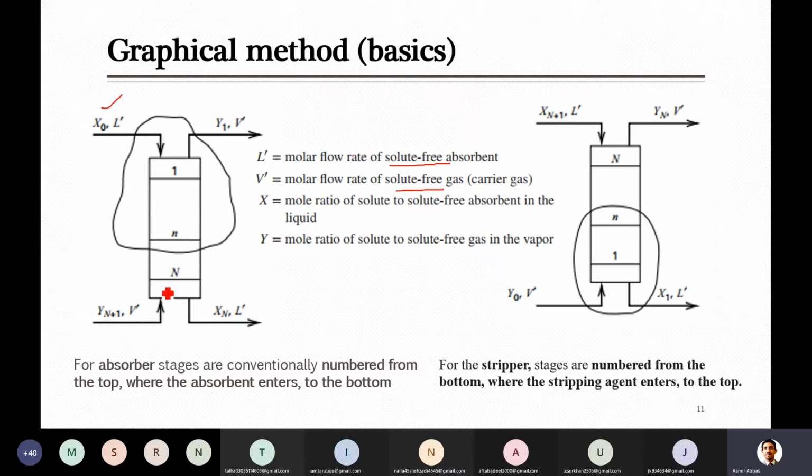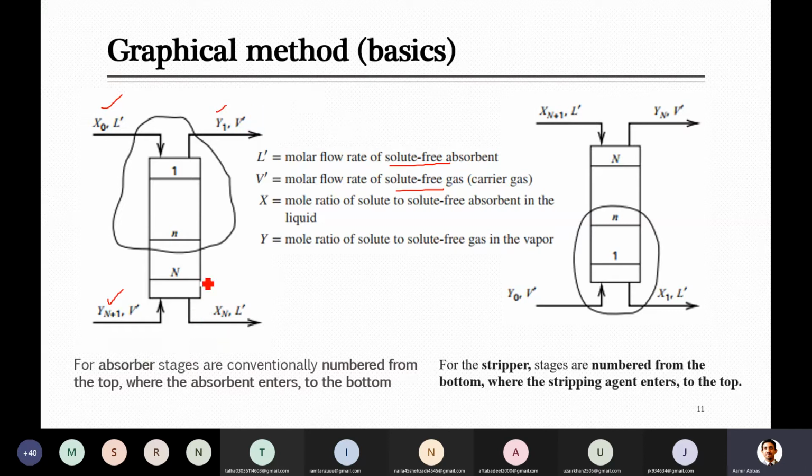As you keep on moving down, the bottom tray is named N, so anything after this will be N plus 1. So the vapor stream which is entering has its concentration as the molar ratio of the solute to the solute free vapor, with the capital Y, and it enters from N plus 1. Its symbol is used as Yn plus 1. And when it leaves from the top, because it is leaving from the surface of tray 1, it is named Y1, and similarly the vapor flow rate is solute free.